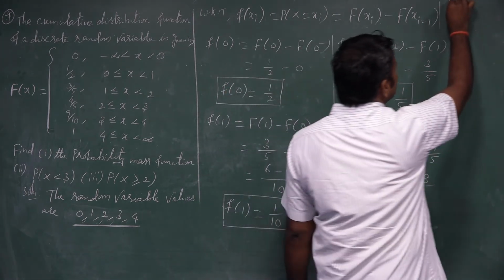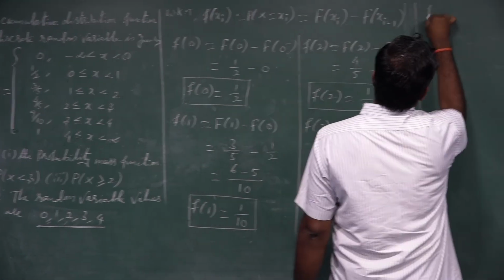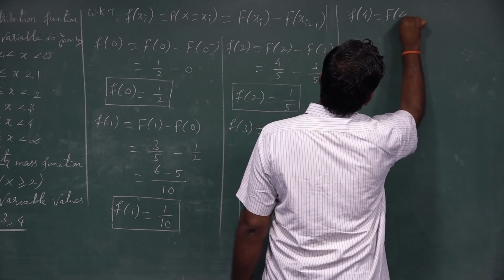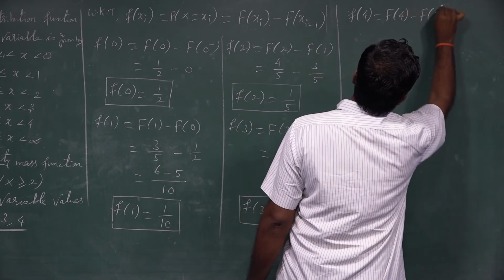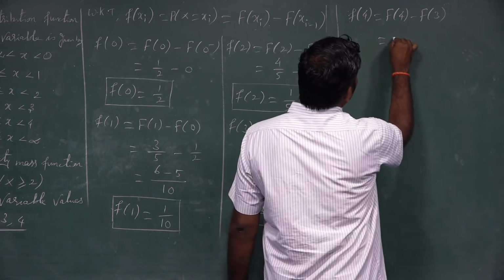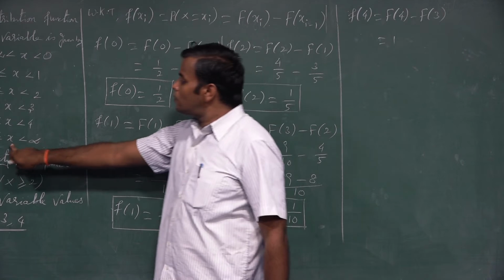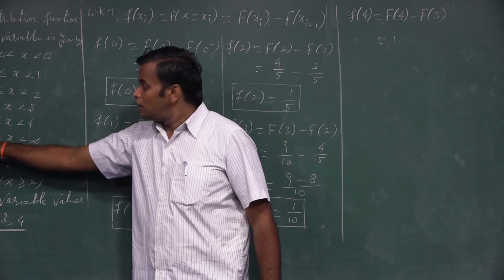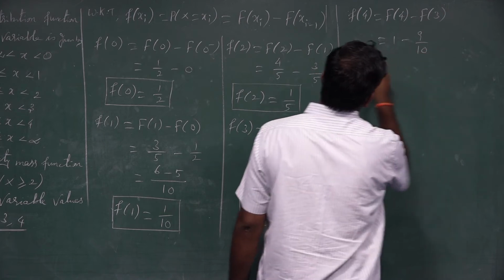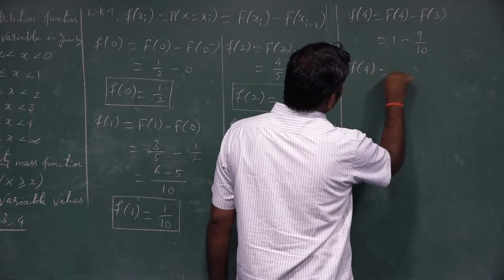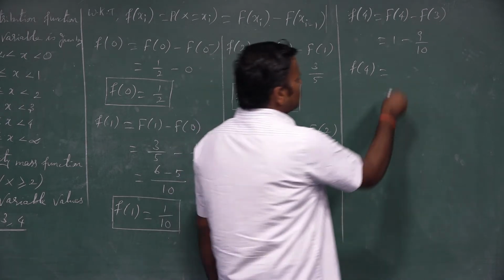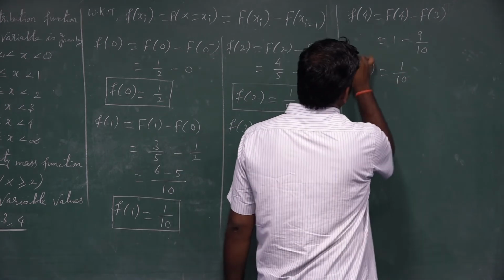We find one more, that is f of 4. The formula for f of 4 is capital F of 4 minus its previous value, F of 3. When x is 4, F of 4 is 1, minus 9 by 10. So f of 4: we cross multiply, 10 minus 9. 10 minus 9 is 1, so 1 by 10.